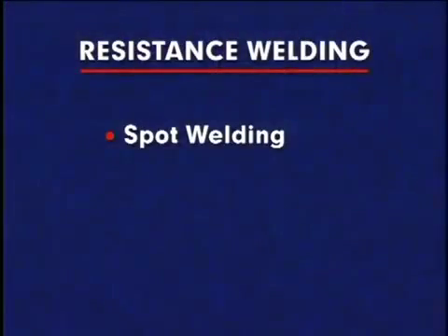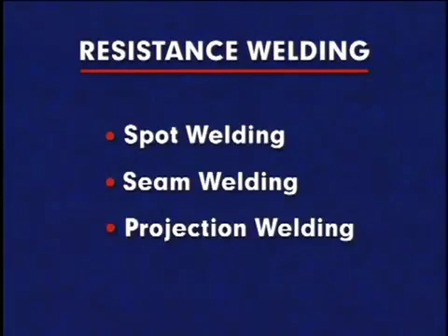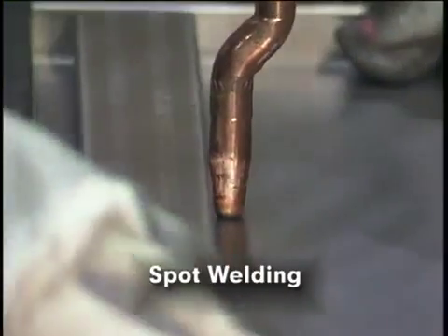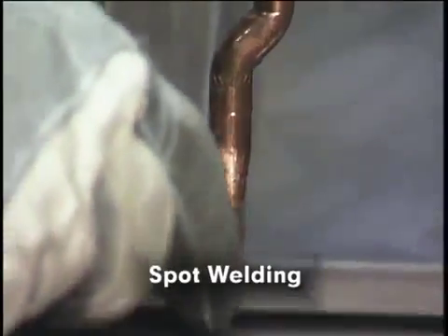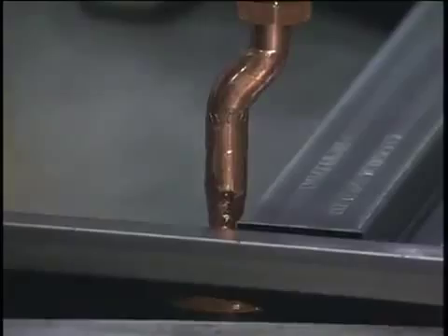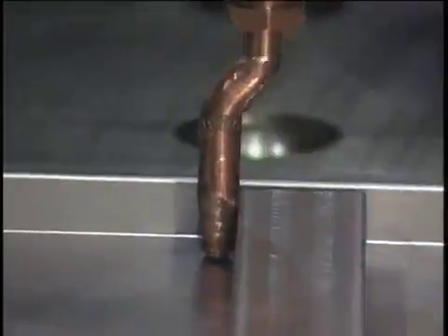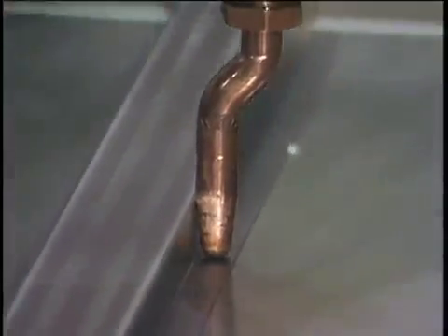Very high electric currents are used to quickly produce the resistance heat necessary for fusion. The three principal types of resistance welding are spot welding, seam welding, and projection welding. Spot welding refers to making welds one at a time between the electrodes. One, several, or many individual spot welds may be required, depending on the application.